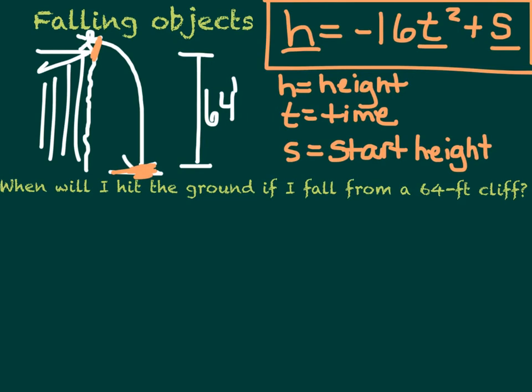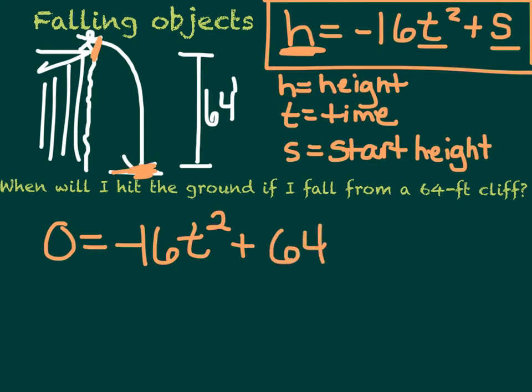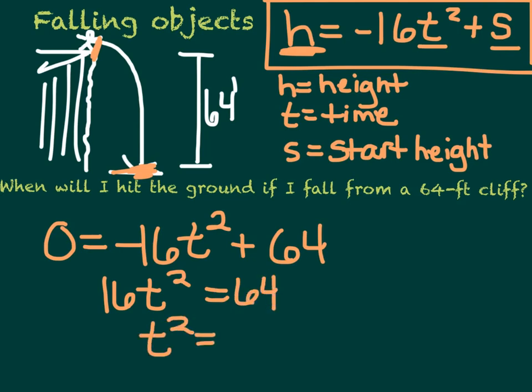All we have to do is take our equation, h, our height. So when we're done falling off the cliff, our height is 0. Negative 16 t squared, I don't know t, I'm looking for t, plus s, my start height was 64 feet. All right, so I'm going to solve this. So I'm just going to move the negative 16t squared to the other side. Positive 16t squared equals 64. Divide both sides by 16, and I get t squared equals 4.